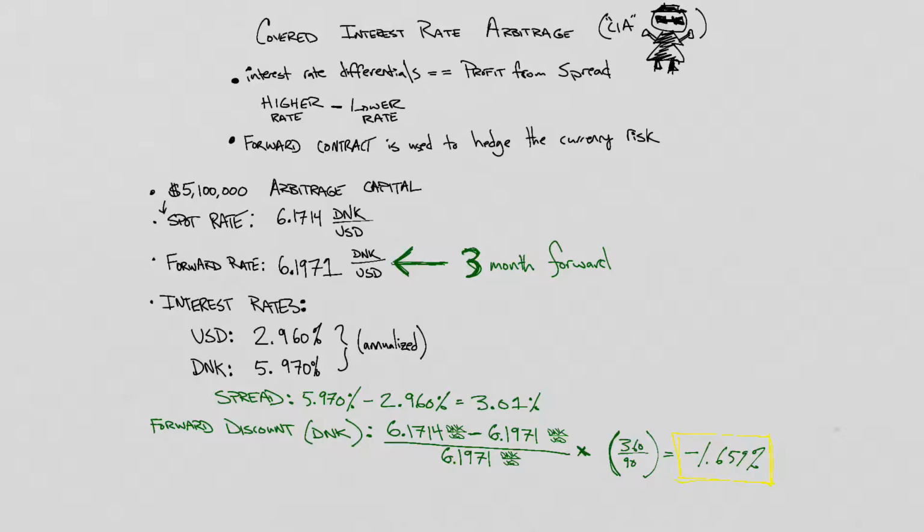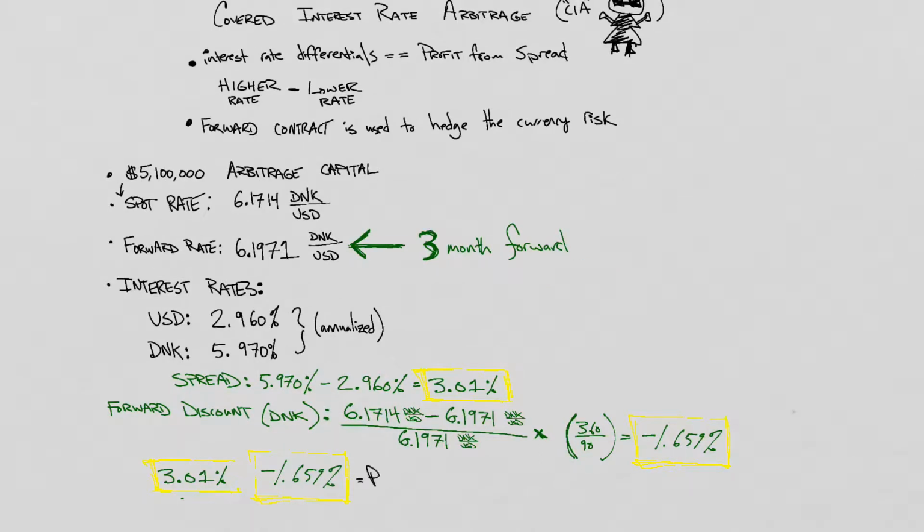And so the reason why this matters, why we're doing it here, is that if this is the discount on the kroner for a forward contract, and this is the spread that we're going to receive on the underlying investment of investing in Denmark, then the difference between the two is the percentage profit that we can expect to receive on this covered interest rate arbitrage strategy. We earn this much on our investment, and then we give a little bit back because of the forward rate discount. Still, we end up with a 1.351% profit on an annualized basis.